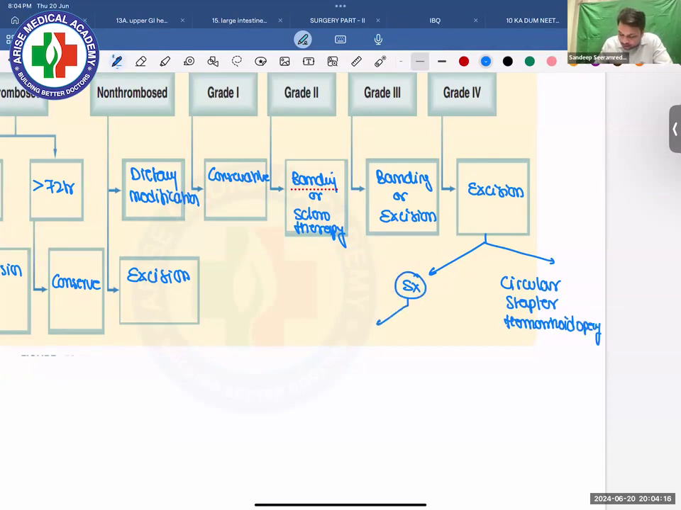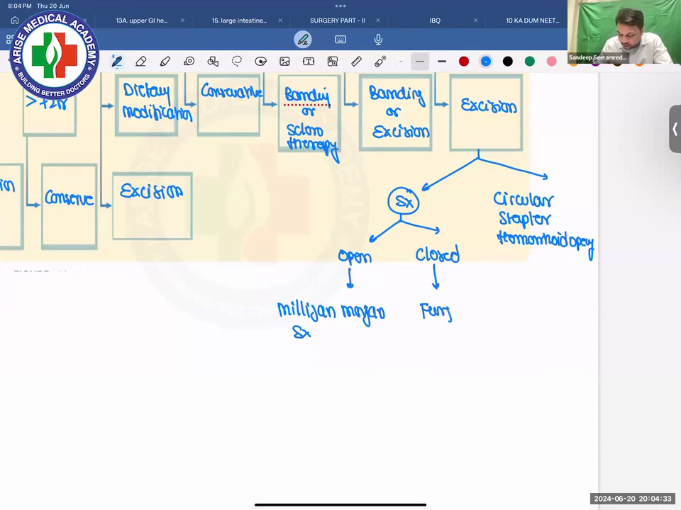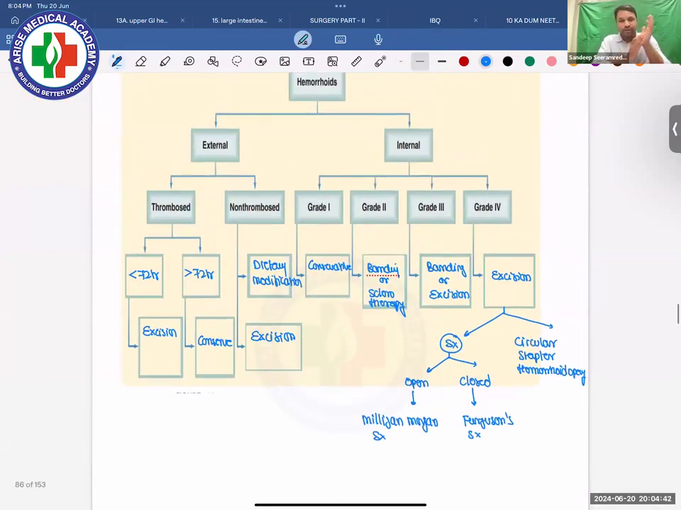Surgery, you have open technique and closed technique. The open is what we call the Milligan-Morgan surgery. The closed technique is what we call the Ferguson's surgery. Okay. So this is with respect to the hemorrhoidal status. Clear?